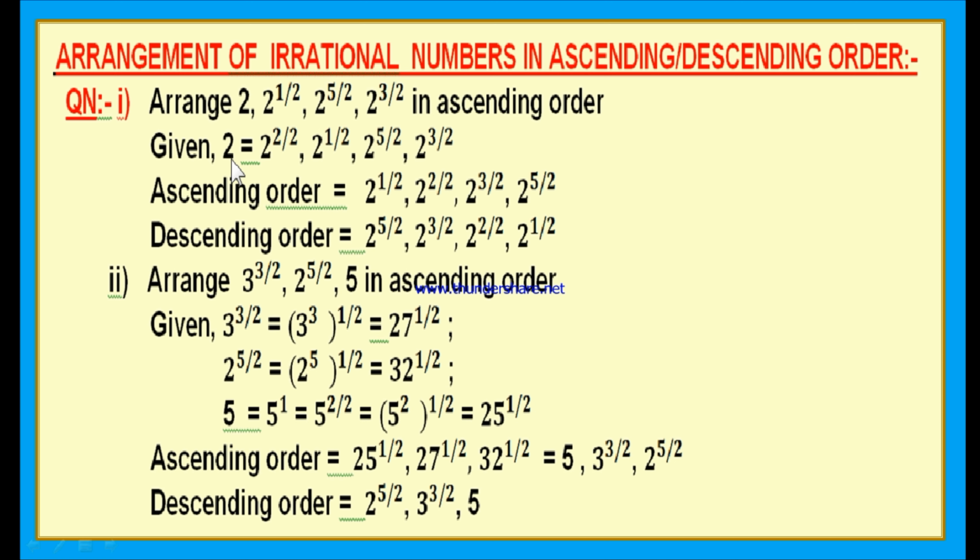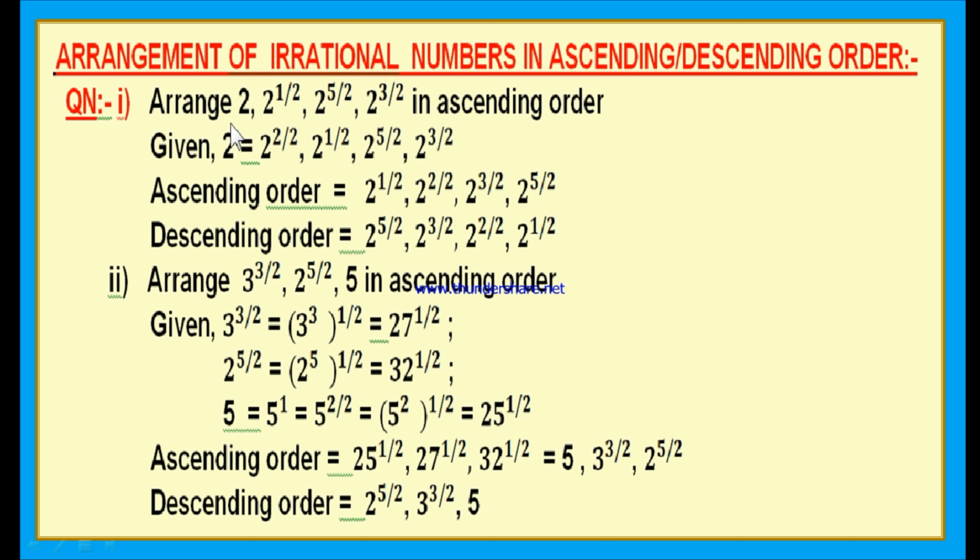We have been given the number 2, and the remaining numbers are 2 power 1 by 2, 2 power 5 by 2, 2 power 3 by 2. In all these 3 exponents you can find fractions 1 by 2, 5 by 2 and 3 by 2. Now let us write all these given numbers in the same form. Already the last 3 numbers are in the same form, and let us write the first number 2 also in the same form.